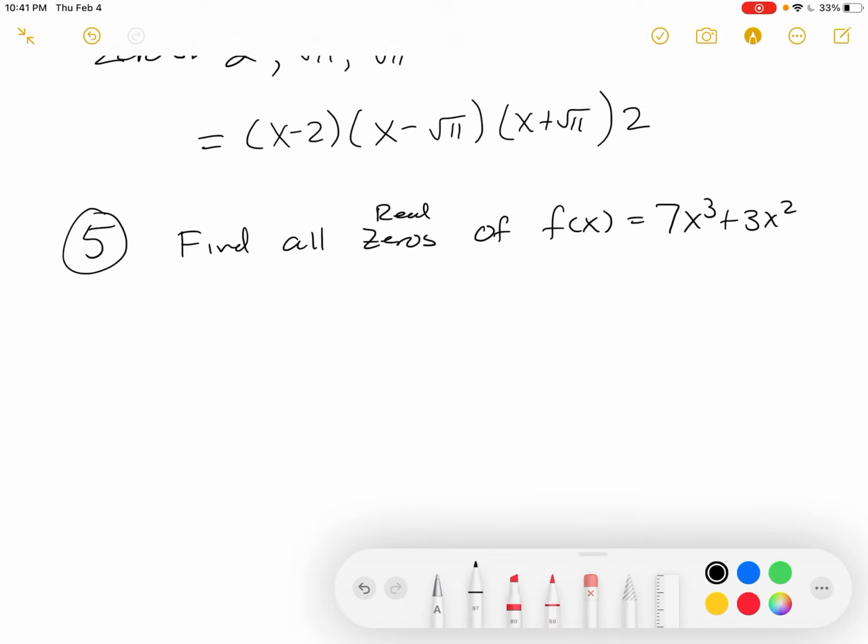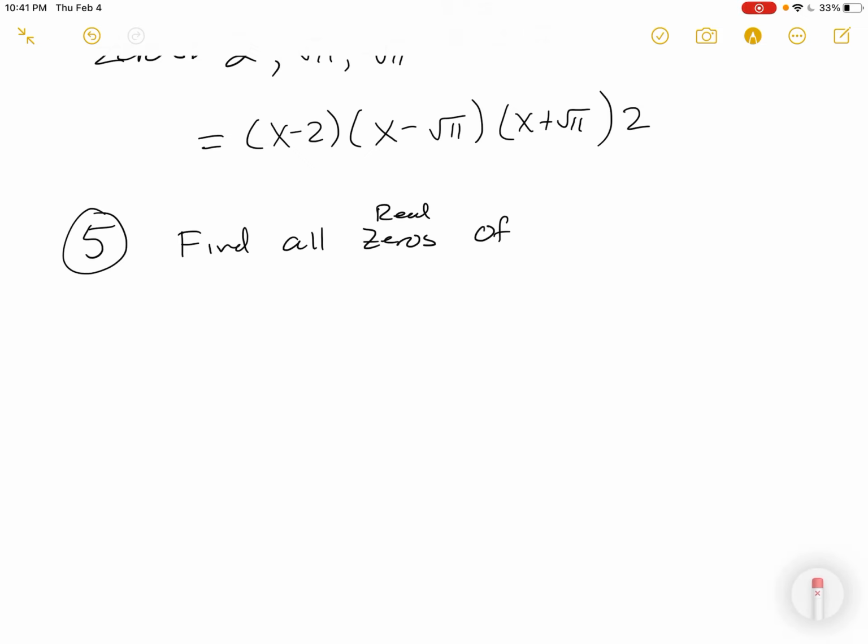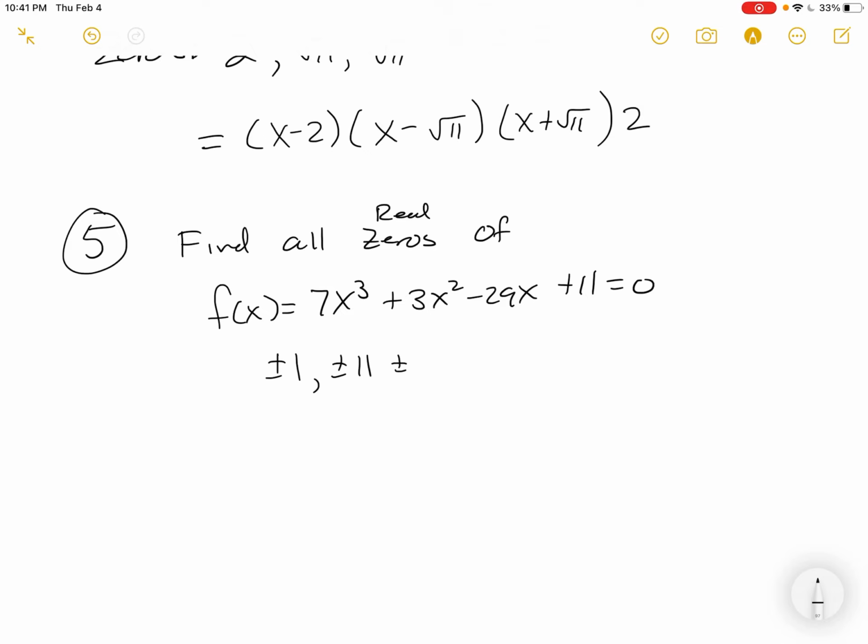Let me not get sandwiched in there. I'm going to come down here. f of x is equal to 7x cubed plus 3x squared minus 29x plus 11 equals 0. And so what do we get as our rational zeros that we could try? Well, we get plus or minus 1, plus or minus 11, plus or minus 1/7, plus or minus 11/7. We just get those limited ones.